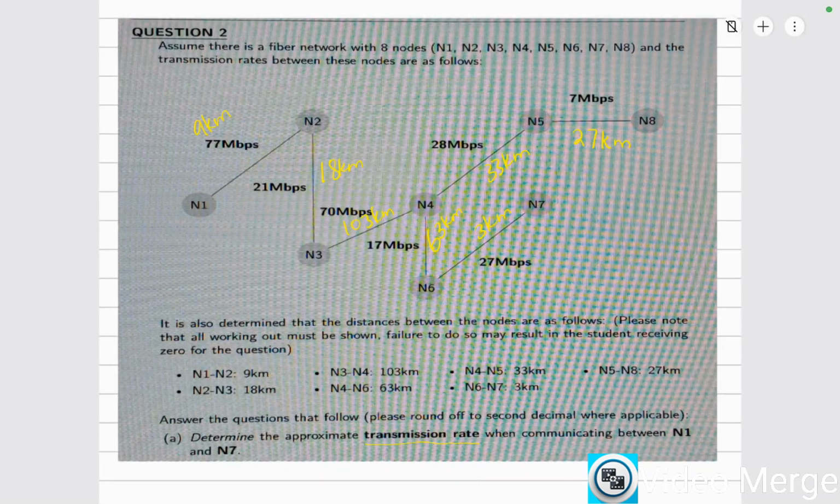Calculate delays. It's computer sciences network. So what I've already done here is I've written the distances between each and every node. This is what I've just written. N1 to N2, it's 9 kilometers. N2 to N3, it's 18 kilometers, and so on, right?